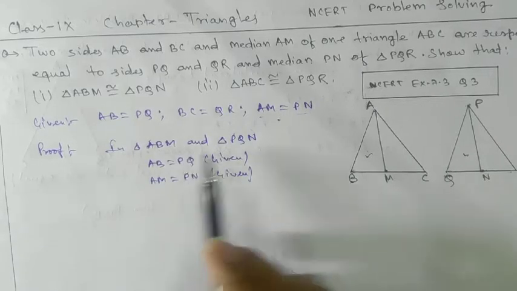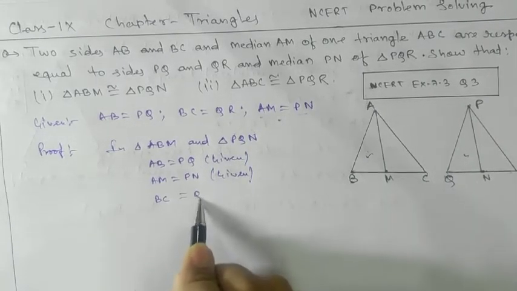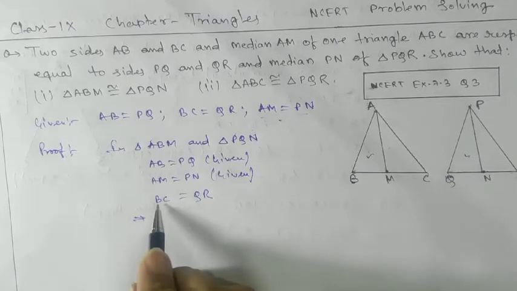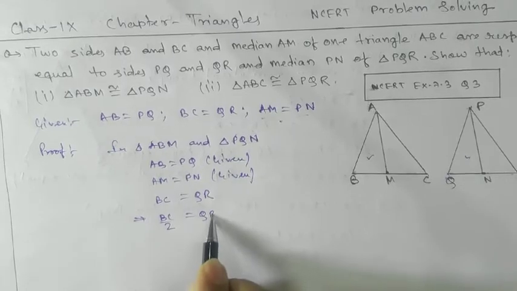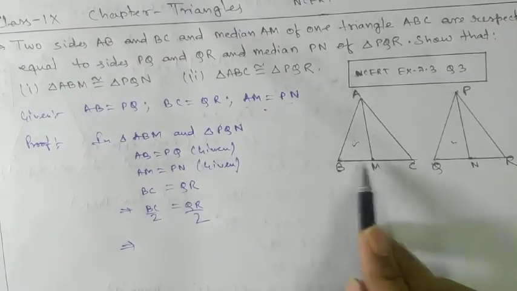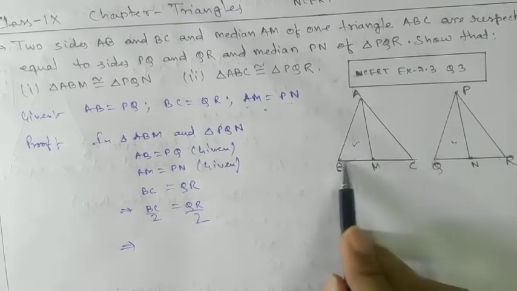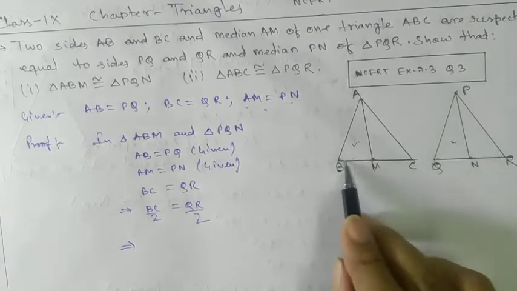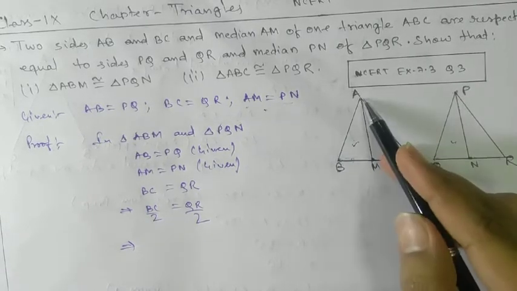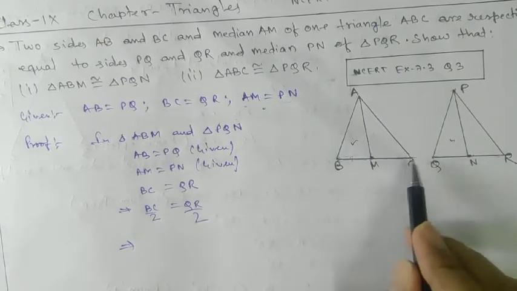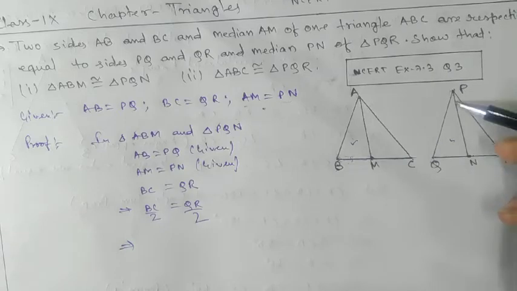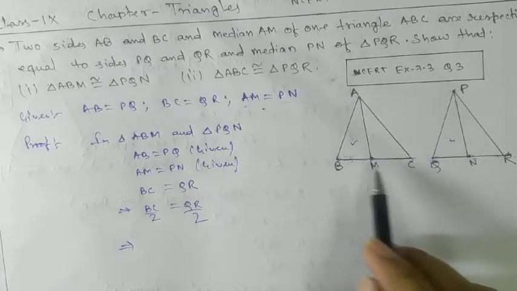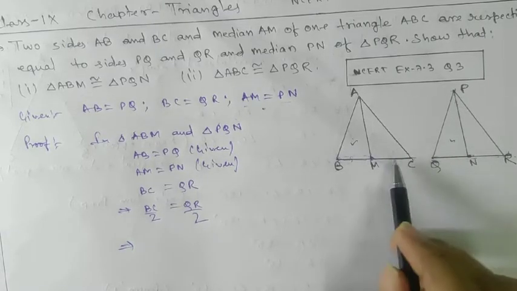But where is BC, sir? We don't have it. Okay, you write first BC equals QR. Okay. And we know that halves of equals are equal in Euclid's geometry. Remember, in exams, halves of equals are equal. That means BC by 2 can be written as QR by 2. And look at here, BC by 2 means BM. This is why, sir? Because AM is a median and a median divides the side into two equal parts. If AM is the median on BC, that means BM equals CM. Similarly, here PN is a median on QR. That means QN equals RN.